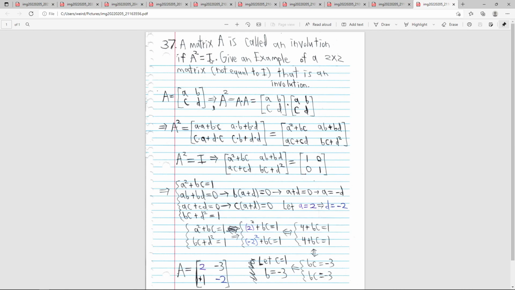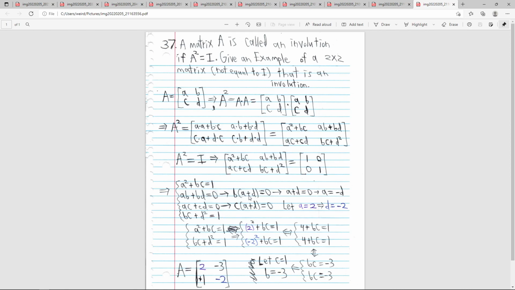So this has to equal the identity matrix, the identity matrix of order 2, a 2 by 2 matrix. That's what an involution is: A squared equals the identity. So this whole thing equals [1, 0; 0, 1]. We can write that as a system of equations. A squared plus bc equals 1. This entry equals 0, 0. So I overcomplicated it a little, but whatever.